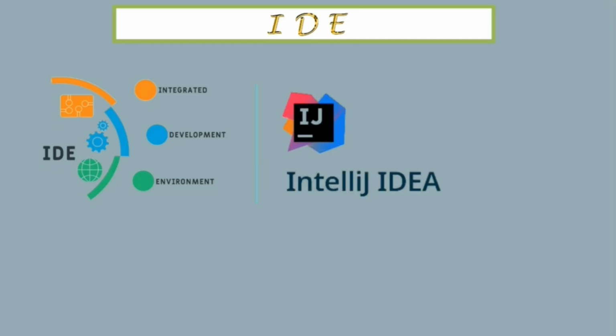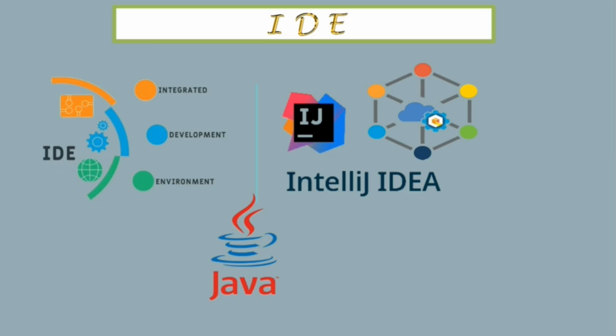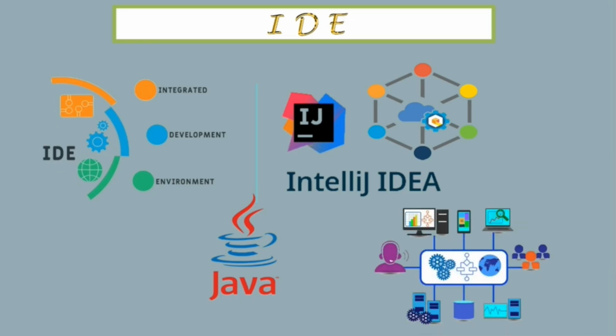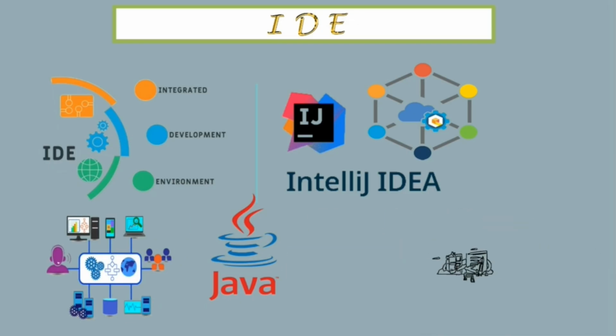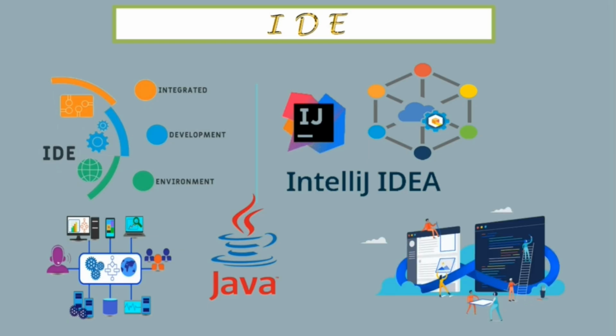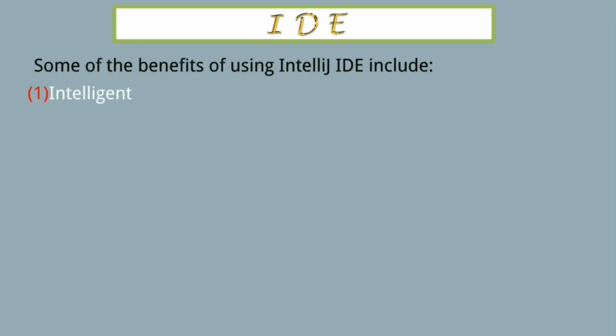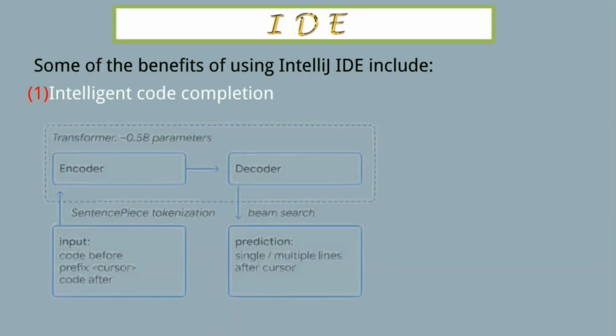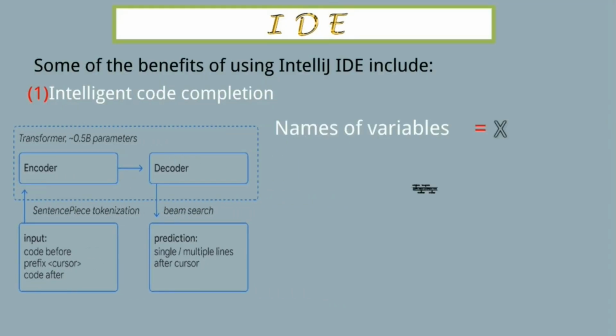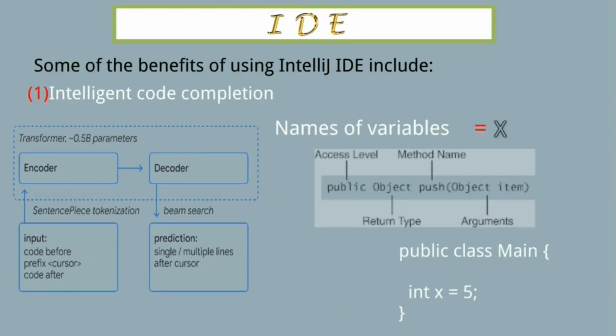IntelliJ IDEA is a popular Java integrated development environment developed by JetBrains. It is widely used by Java developers due to its extensive features and functionality. Now let's go over some of the benefits IntelliJ IDEA has to offer. Now the first one is intelligent code completion. This feature suggests variable names, methods, and classes as you type, helping you write code more quickly and accurately.